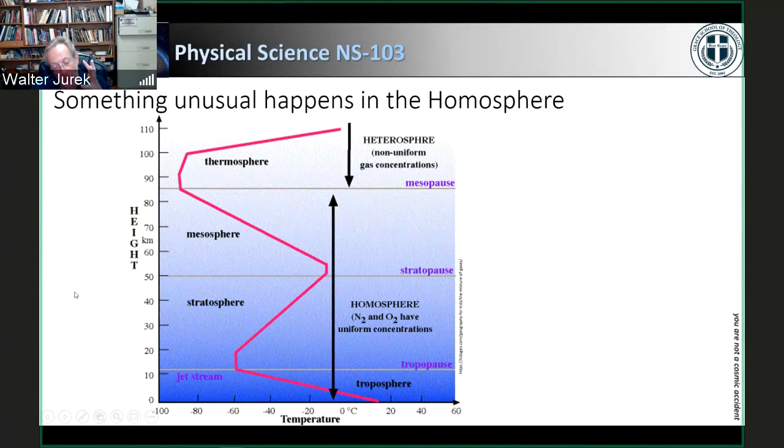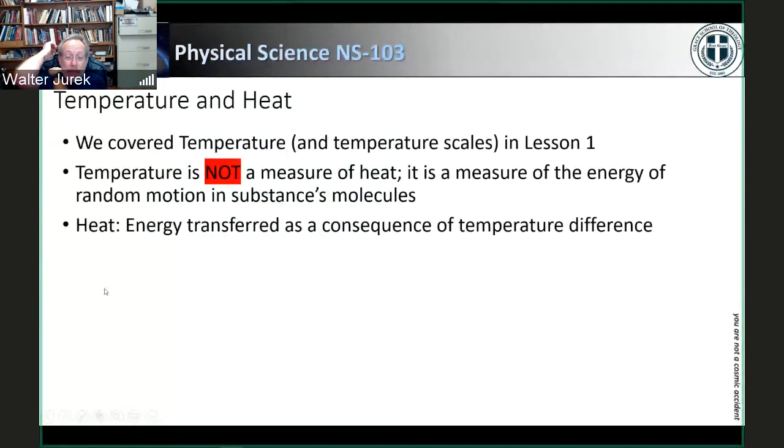Now I got to take you on a little tour of what's known as thermodynamics. We talked about temperature before, but we got to kind of revisit it a little bit so you understand what's going on. All right. So first of all, got to lay the foundation. Temperature is not a measure of heat when you're talking to a scientist.